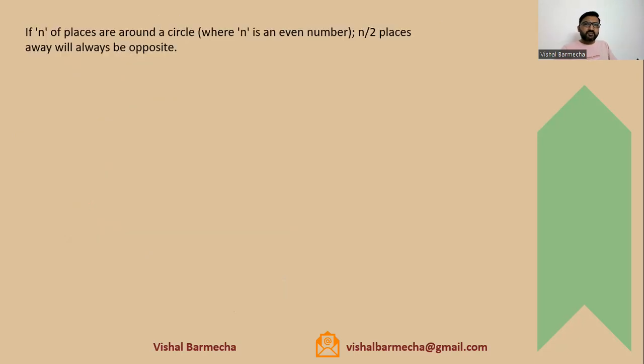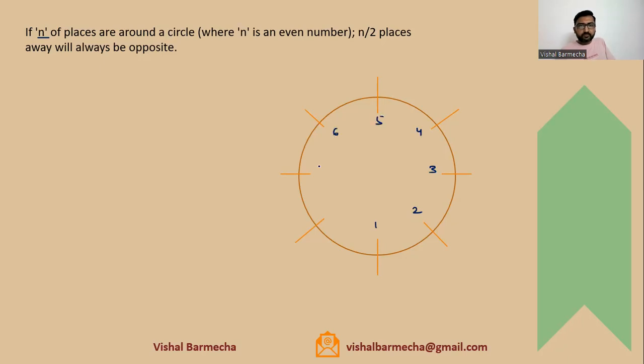Alright. Then one last funda. If n number of places are around a circle where n is an even number, then n by 2 places away will always be opposite. So let's see. Suppose ये circle और position हमने बना दिया, and let's number them again. तो यहाँ पर आप देख पा रहे हो there are even number of places which is 8. तो यहाँ पे n का value हो गया 8. तो where n is an even number, of course 8 is an even number. Then n by 2 places away, that means यहाँ पर 8 by 2 हो जाएगा 4. तो 4 places away will always be opposite.